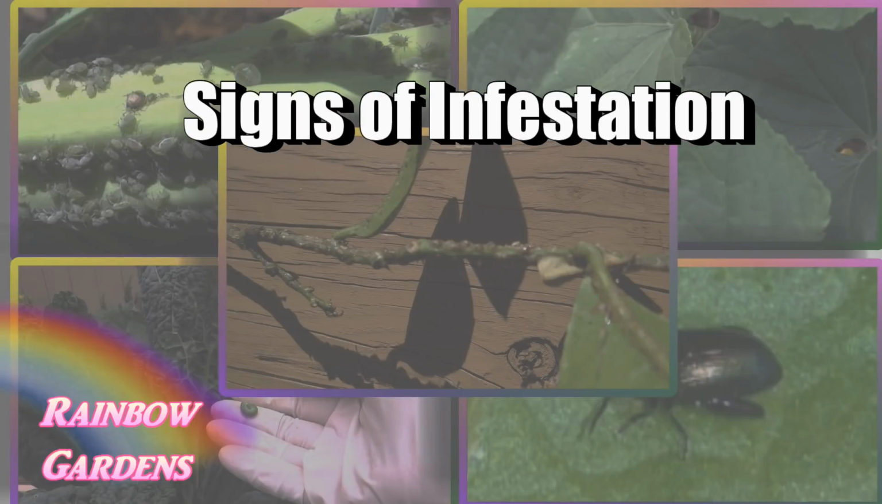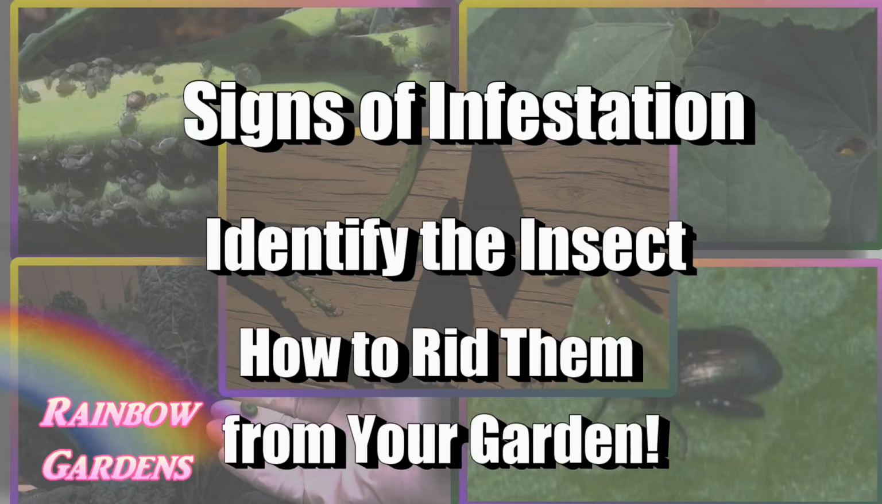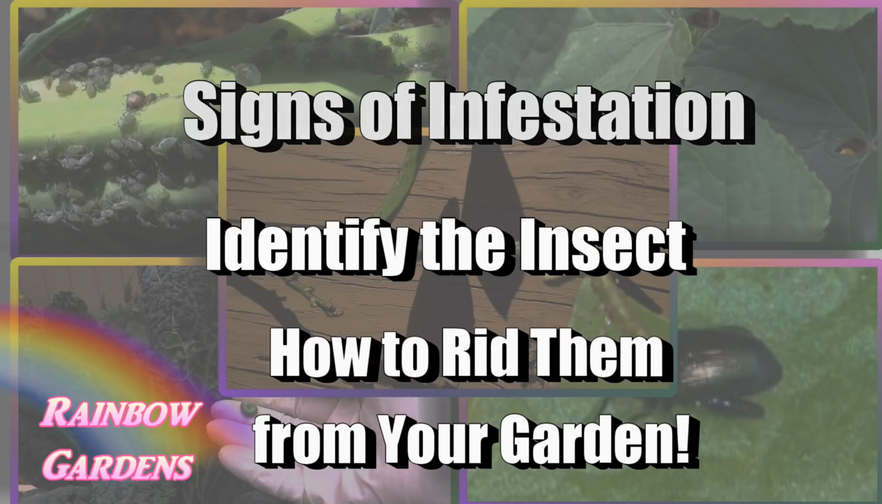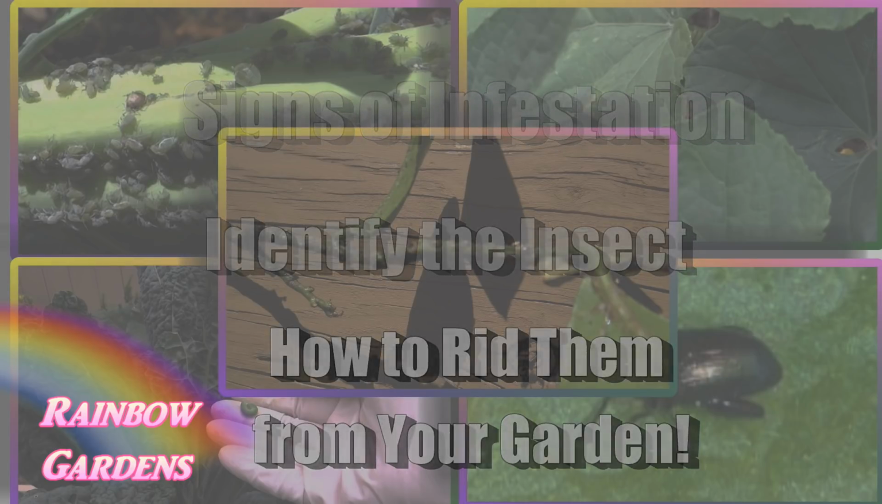So what we'll take a look at are signs of infestation, so that when you're walking through your garden, you can be looking for these signs that I'll show you. You should take a few minutes every day to walk through your garden. And then I'll show you how to identify the insect, and then how to get rid of them from your garden. Anything that we do not want in the garden is considered a pest, so we want to get rid of the pest and not the good insects.